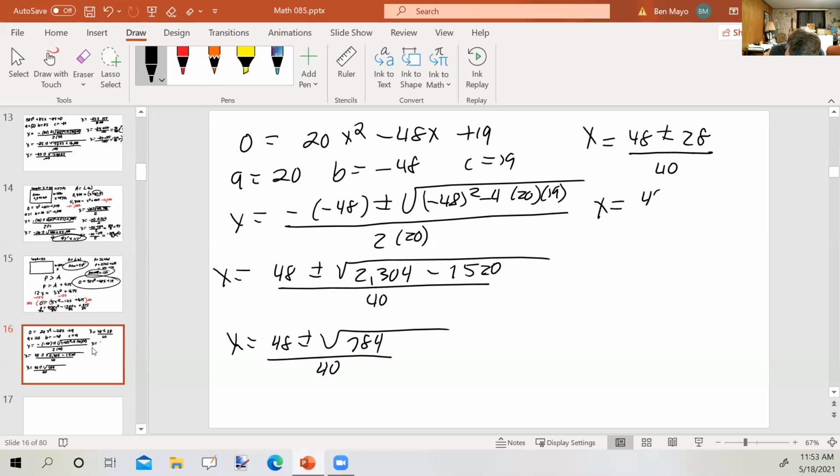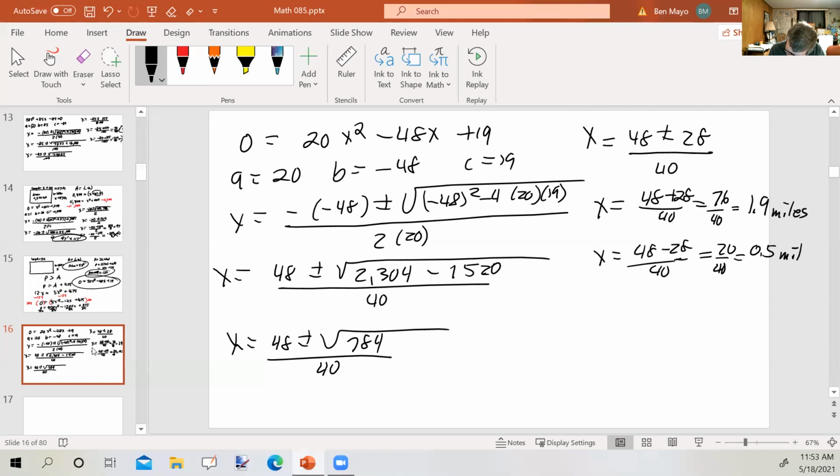So X equals 48 plus 28 over 40, or X equals 48 minus 28 over 40. Now, 48 plus 28 is 76, divided by 40 is 1.9. 48 minus 28 is 20, divided by 40 is 0.5. And these are units of miles.